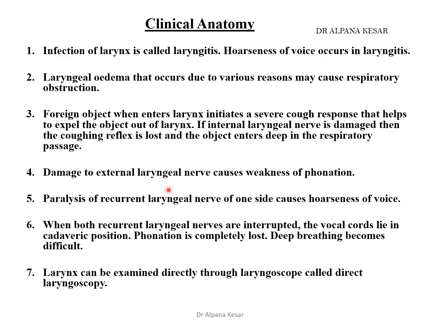Damage to external laryngeal nerve causes weakness of phonation. Paralysis of recurrent laryngeal nerve of one side causes hoarseness of voice. When both recurrent laryngeal nerves are interrupted, the vocal cords will lie in the cadaveric position. Phonation is completely lost. Deep breathing also becomes difficult. Larynx can be examined directly through laryngoscope, and this process is called direct laryngoscopy.